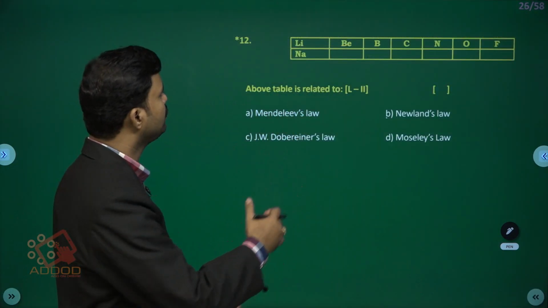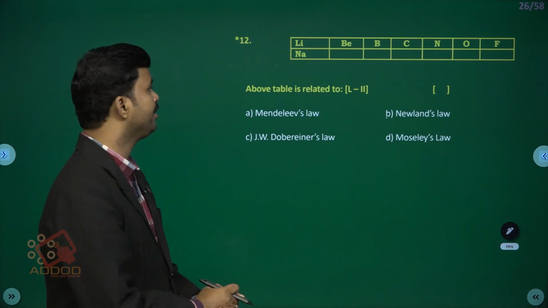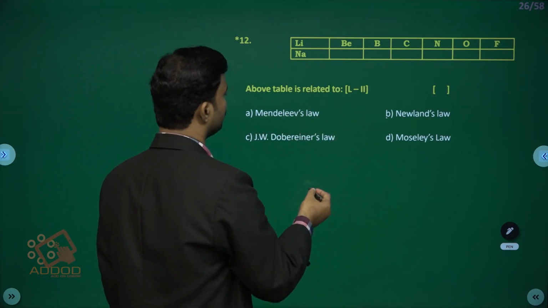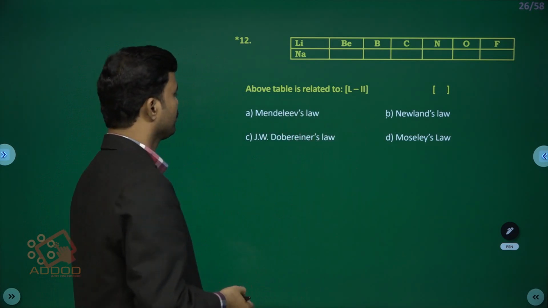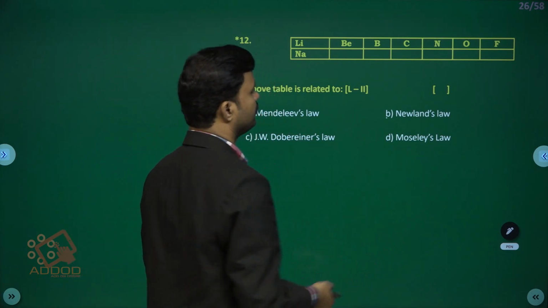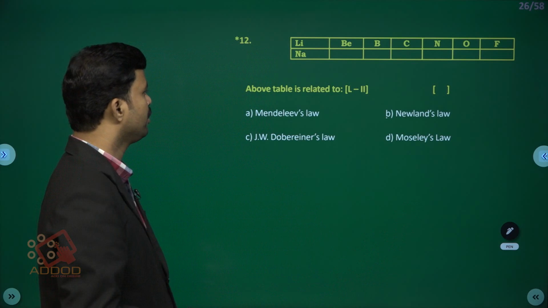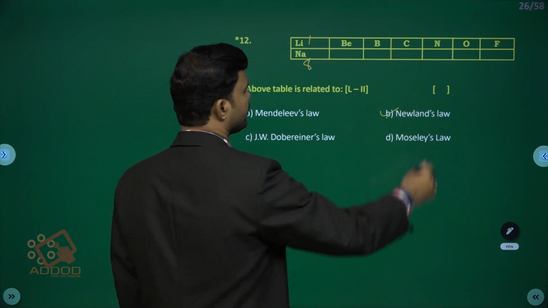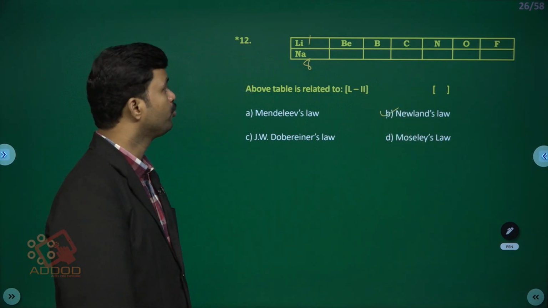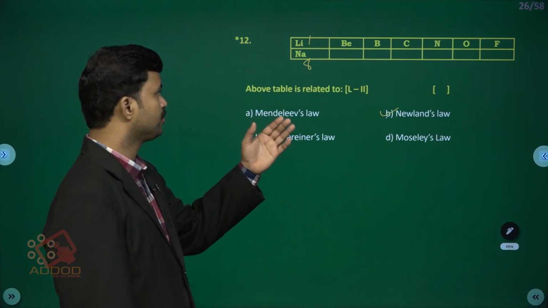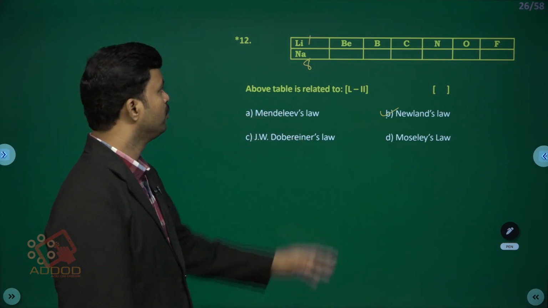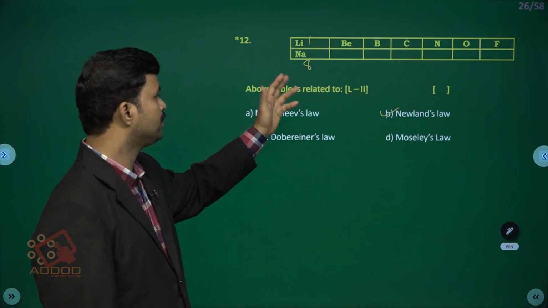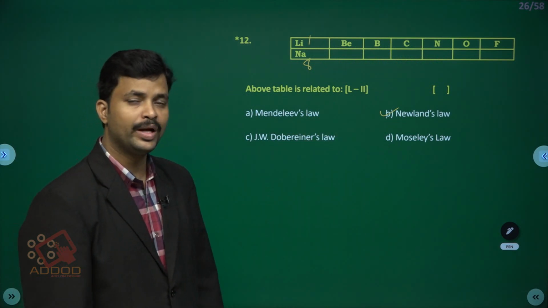Now there are some elements as given: lithium, beryllium, boron, carbon, nitrogen, oxygen, fluorine, neon. Neon is not there, sodium. The above table is related to which one: Mendeleev, Newlands, Dobereiner or Moseley? First element and eighth element are similar in properties, that is related to Newlands. At the time, zero group elements were not discovered. First element and eighth element are similar in properties: 1, 2, 3, 4, 5, 6, 7 and 8th element, correct? So that was the suggestion by Newlands' Octaves law.